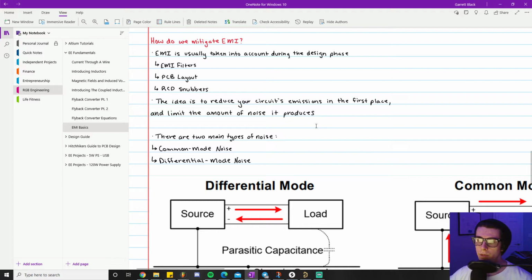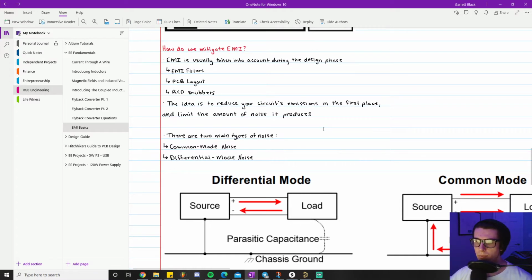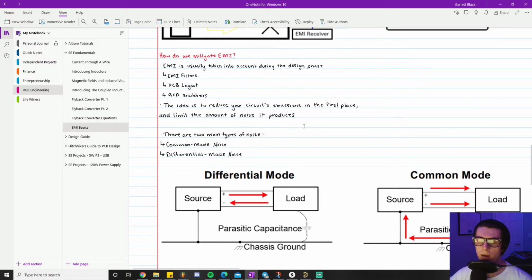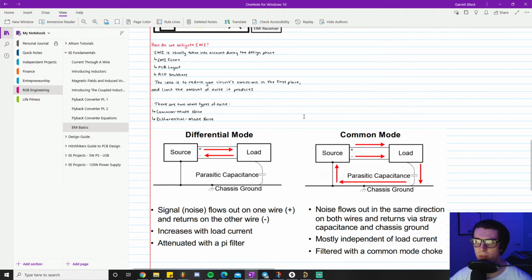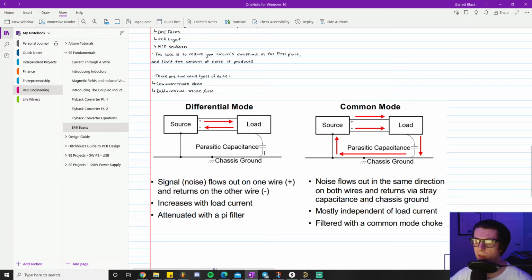So moving on to noise, right, there are two main types of noise when it comes to EMI noise being generated by your electronic circuit, your PCB. You have common mode noise and you have differential mode noise. I have a little diagram I pulled off of TI's website. I'll read this part of a presentation they had. Maybe I'll link it if I can find it.